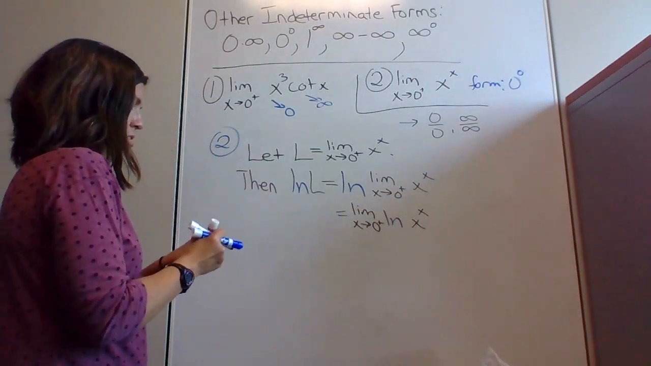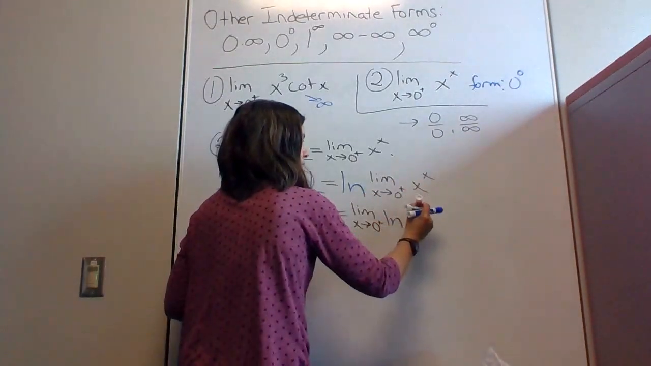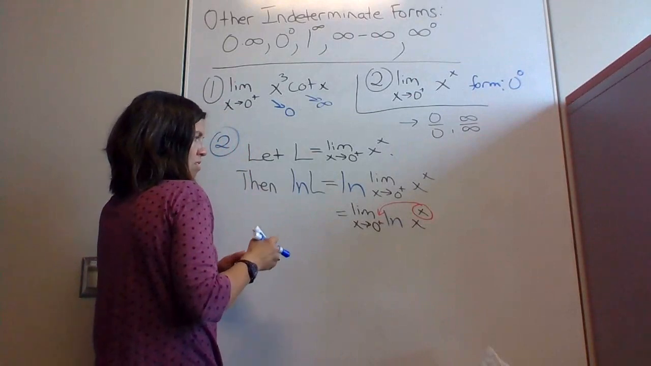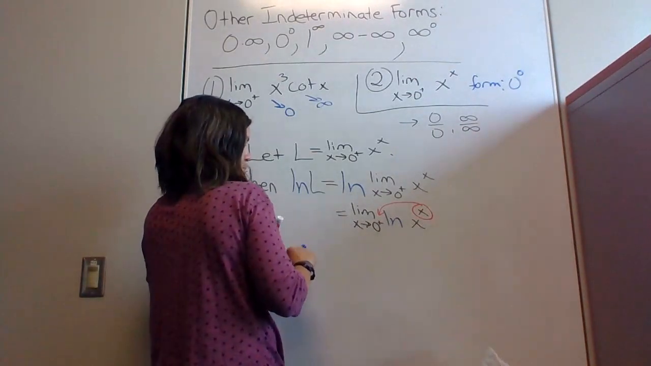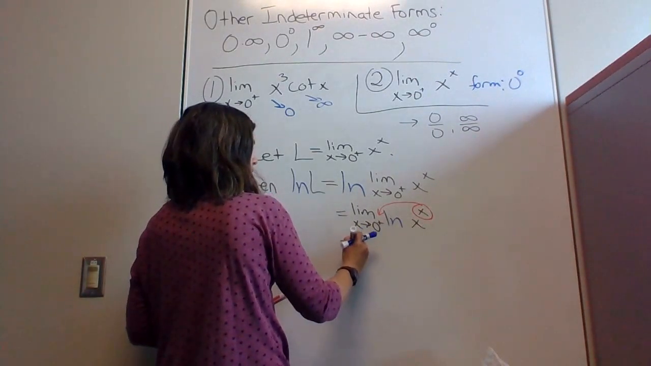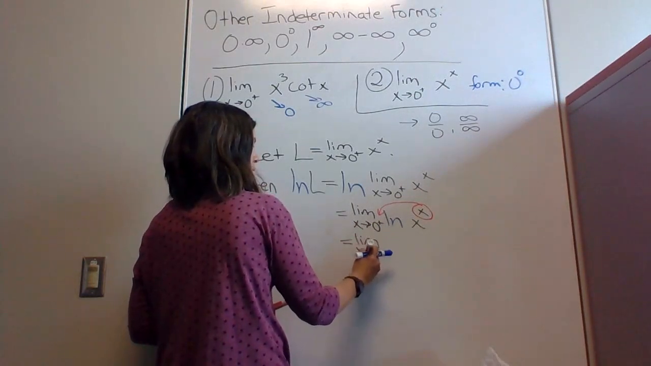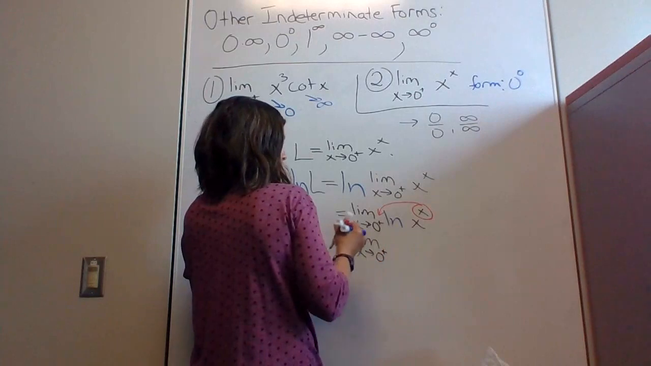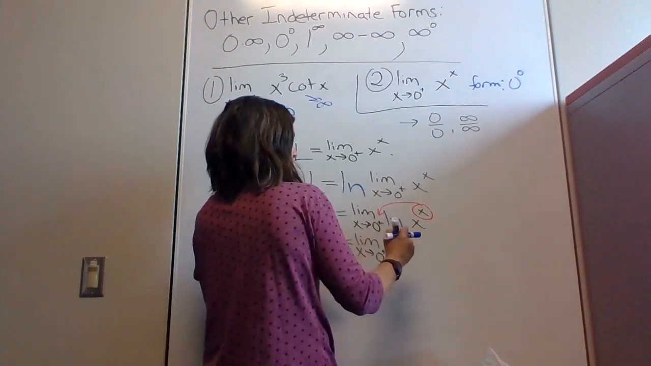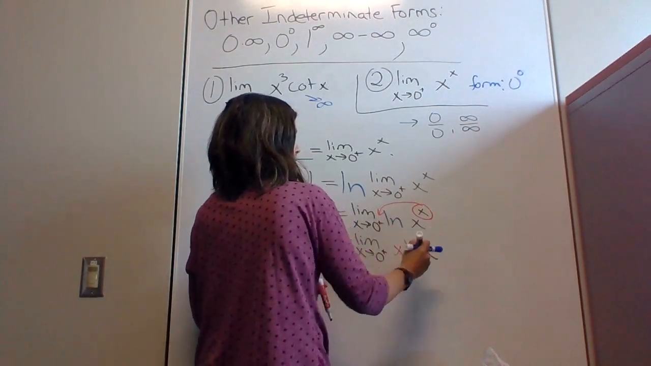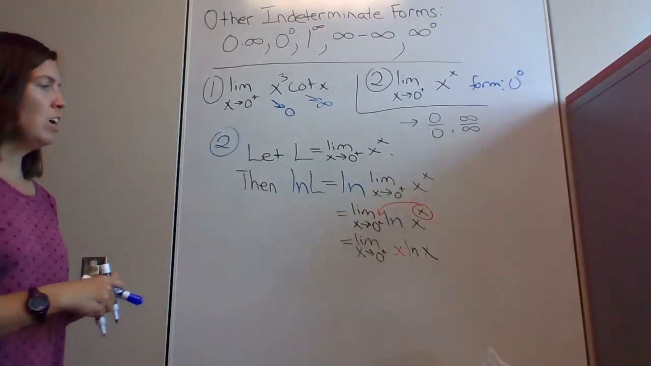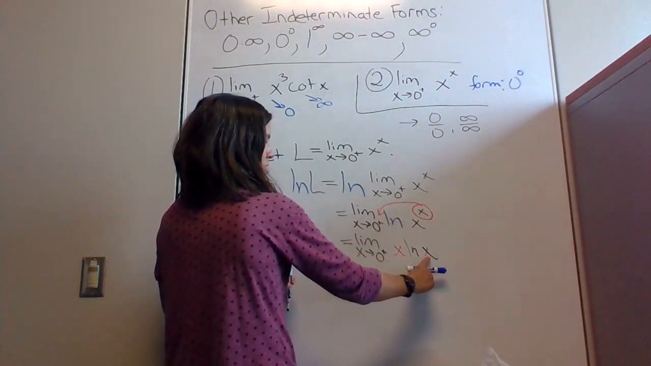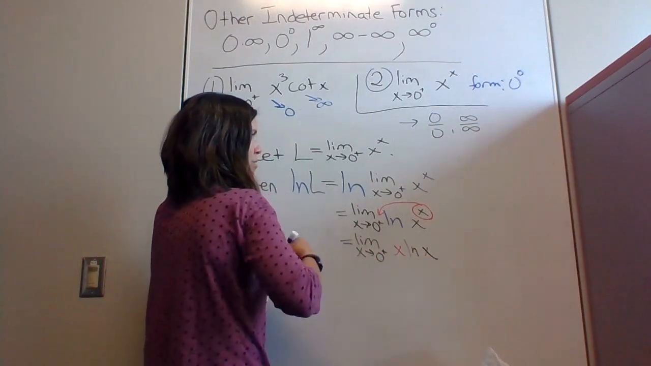Let me switch colors here. So that the exponent can come down in front of the log. That's one of your 3 basic properties of logarithms. So that means that this is equal to the limit as x approaches 0 through positive numbers of x times natural log of x. Which if you check the form now, this is 0 times natural log of 0.